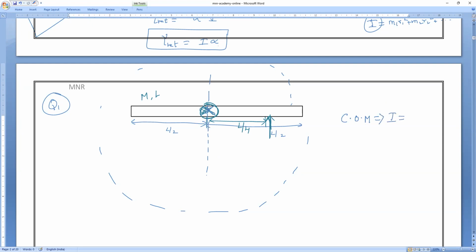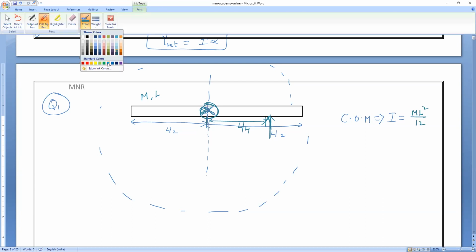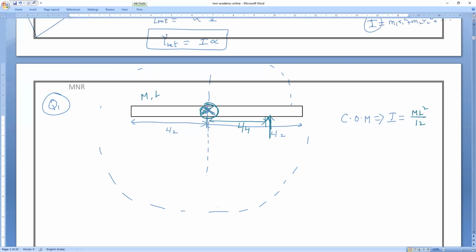First concept we studied in moment of inertia. ML square by 12. You should learn it. If you are not learning, no use. Now, what is the question? Find the angular acceleration, and as well as angular displacement in t seconds. That is our question. Angular acceleration and as well as angular displacement in t seconds.